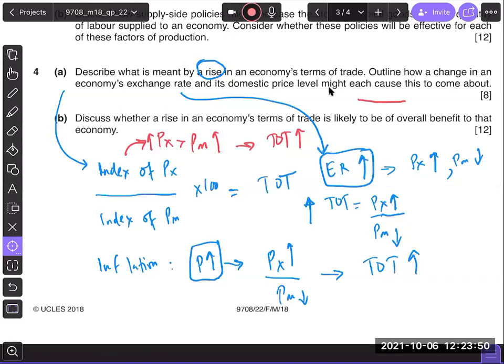Might each cause this to come about. Outline how a change in economy's exchange rate and its domestic price level might each cause this to come about. So we talk about how this is causing it to happen. Now the question is, might would basically mean that you might need to talk about if there is a possibility of it not happening. So let's talk about why it may not happen, just to have that discussion also, because we've talked about why it would happen, but let's look at why it might not happen.